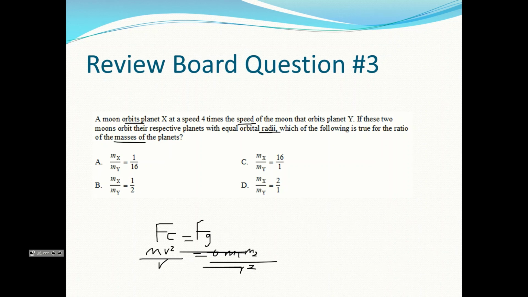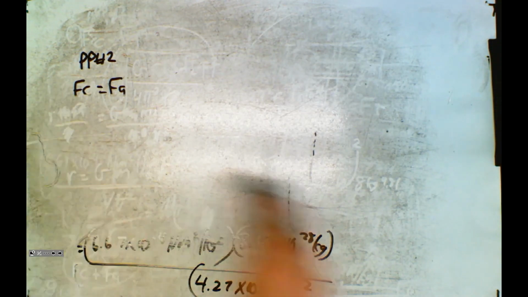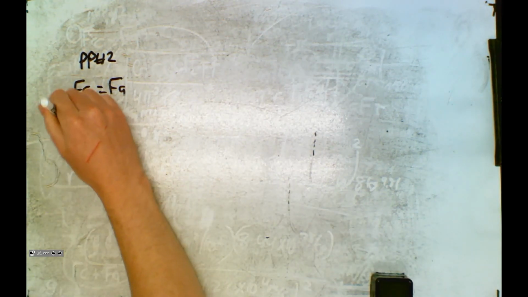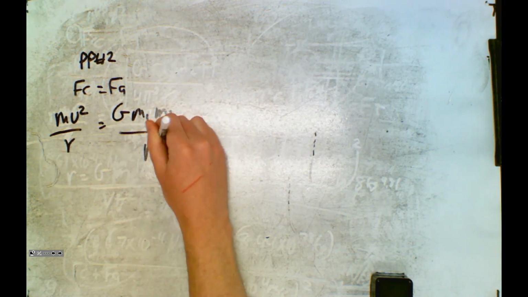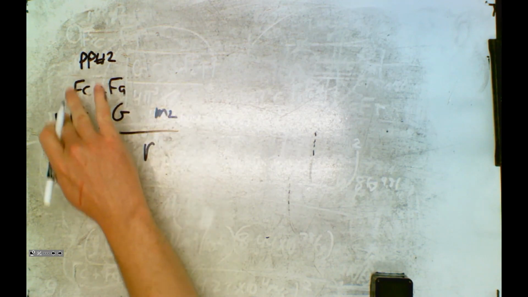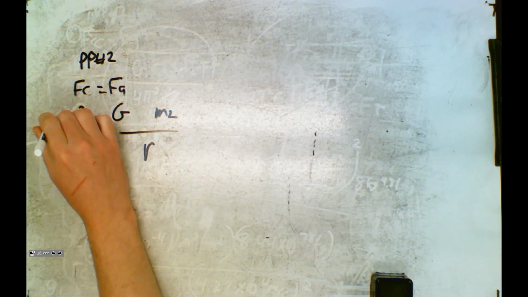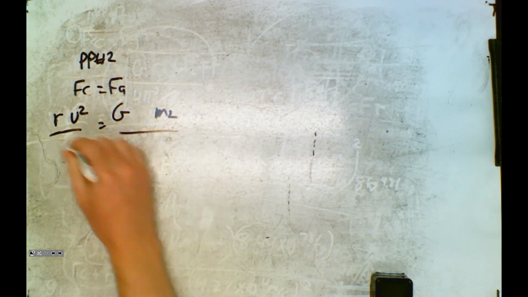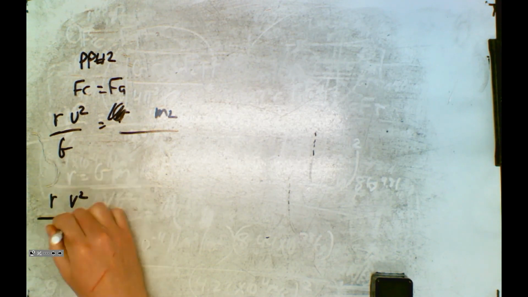And what are we trying to find? Which is true for the ratio of the masses of the planets. So we want to solve for masses. Let me write that out on my whiteboard. mv squared over r equals G m1 m2 all over r squared. So one of our r's cancels out. The mass of our orbiting body cancels out. So what I want to do for a question like this is isolate for mass. So I'm going to put r up there, and I'm going to put G down below. So r v squared over G.